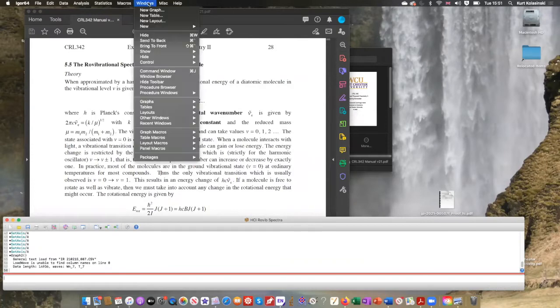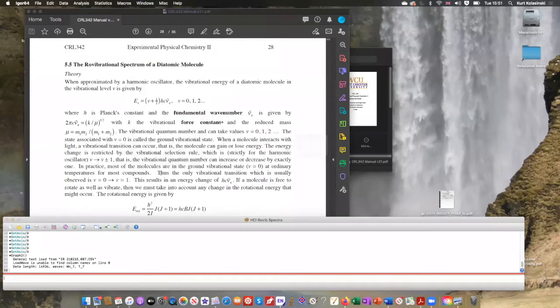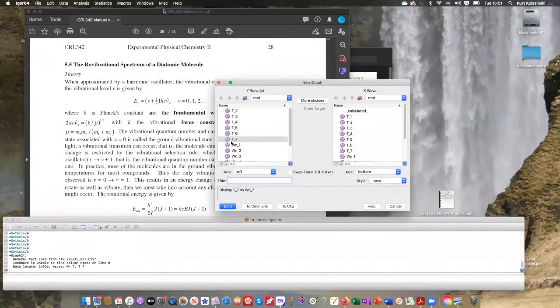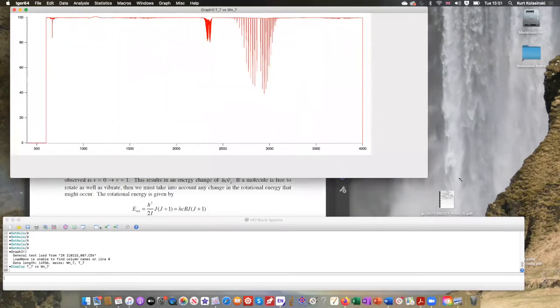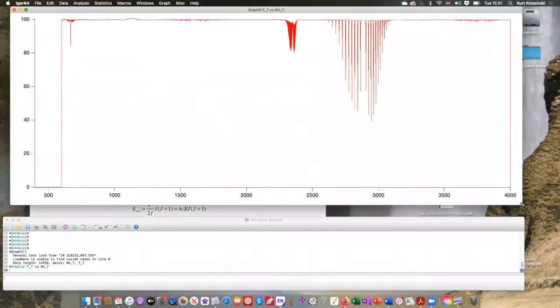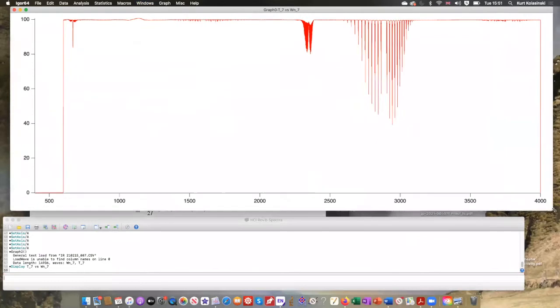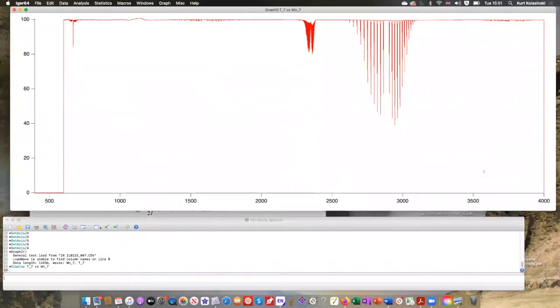Good. Now we're going to graph that. So we'll go to new graph in the Windows menu, and we're going to do the percent transmission versus the wave number corresponding to that for this whole high resolution spectrum. Let's expand that puppy out so that we can take a look at it. All right. There we go.